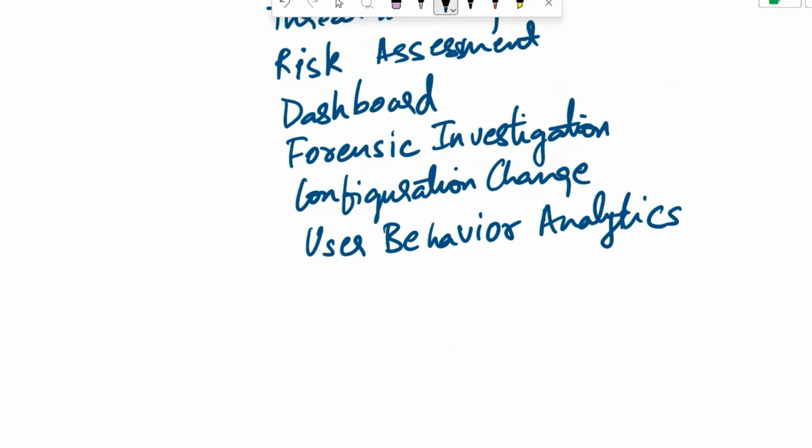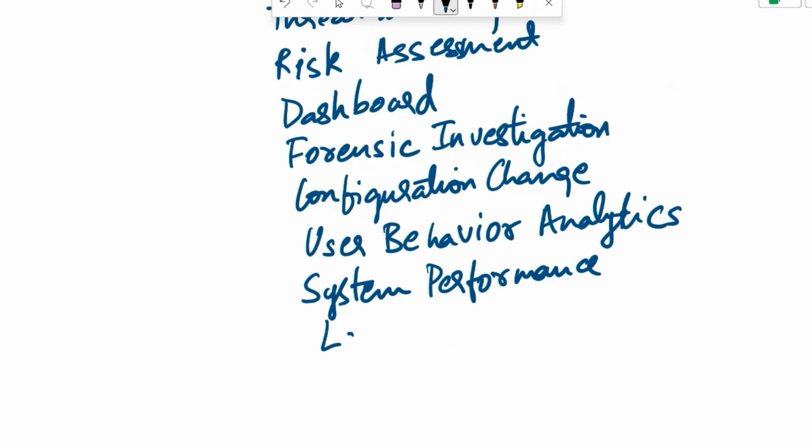This analyzes user behavior over time to detect anomalies such as sudden increase in privilege usage or access from unusual locations. Next, we have system performance report. This monitors the performance of critical systems, applications, and network devices, highlighting any performance related issues that could impact security. Next, we have log source report. This provides information about the sources of log data contributing to the SIEM, ensuring that all necessary systems and devices are integrated for comprehensive monitoring.